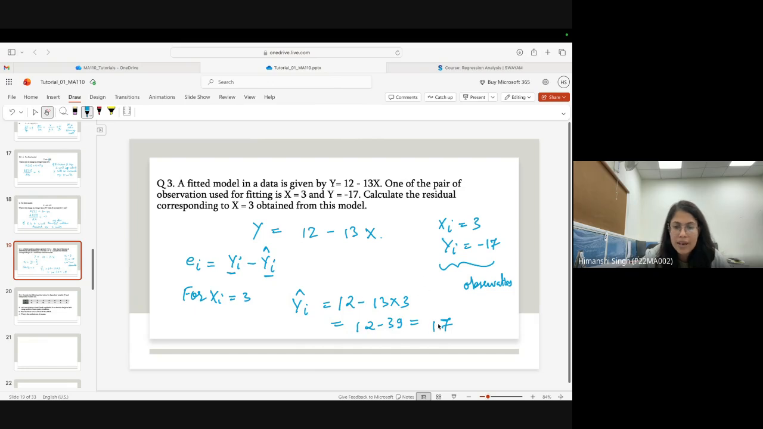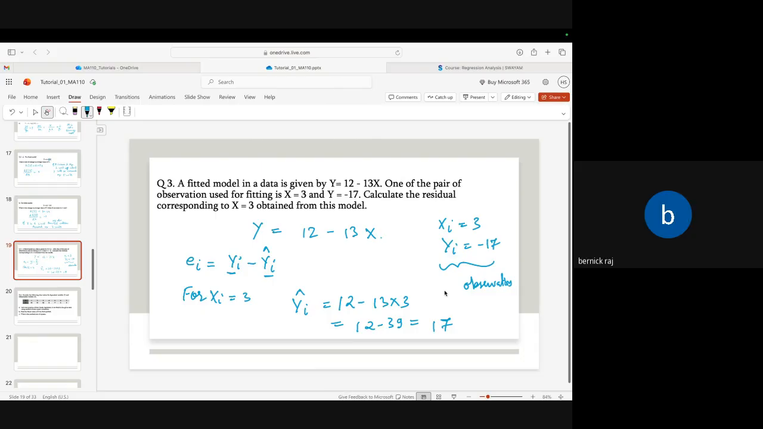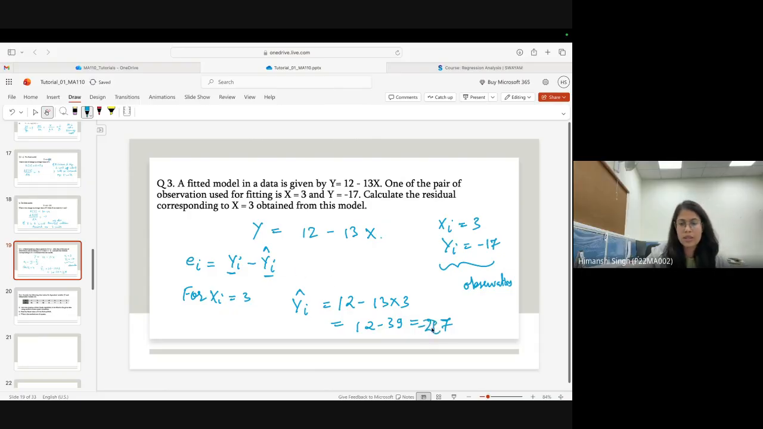Is yi hat fine? Minus 27. Yeah, you are right. It will be minus 27, sorry. So this will be the yi hat. The yi hat is the fitted value and yi is the observed value. The observed value was minus 17. So what will be the residual? The residual will be minus 17 minus of minus 27, so that will be plus 27. So it is 10.